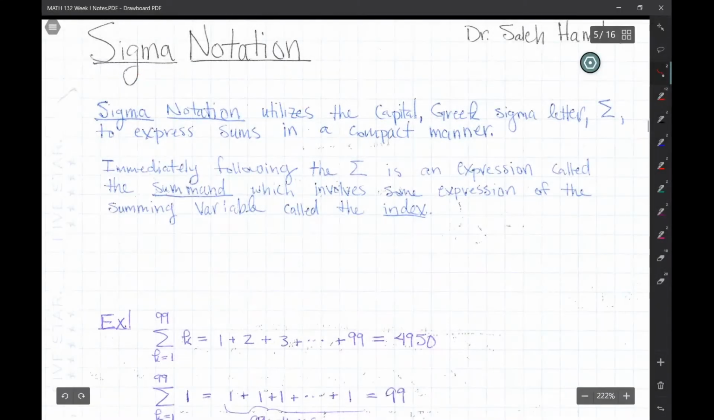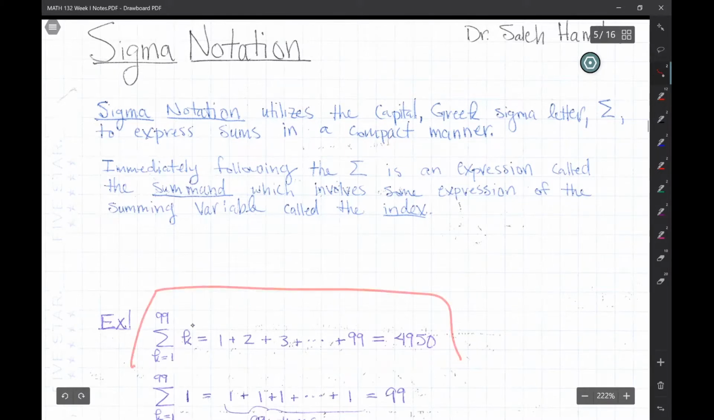Sigma notation. We're going to be taking a lot of sums, and so it helps to be able to express sums in a compact manner. Sigma notation utilizes this capital Greek letter sigma in order to express sums. For example, we have this sum over here.